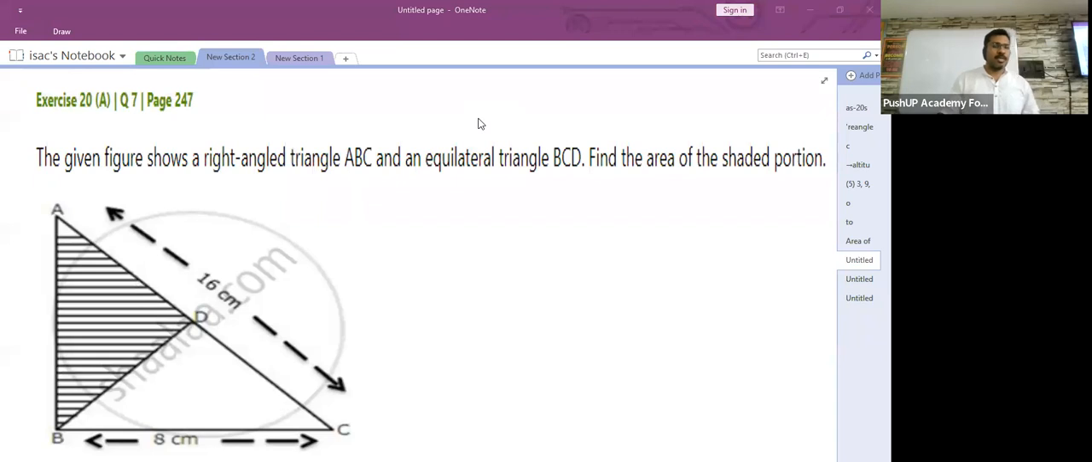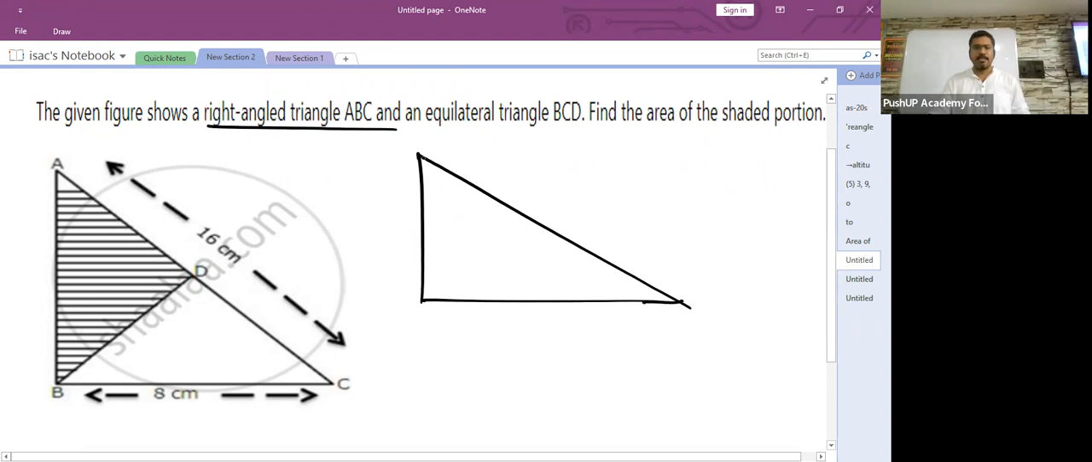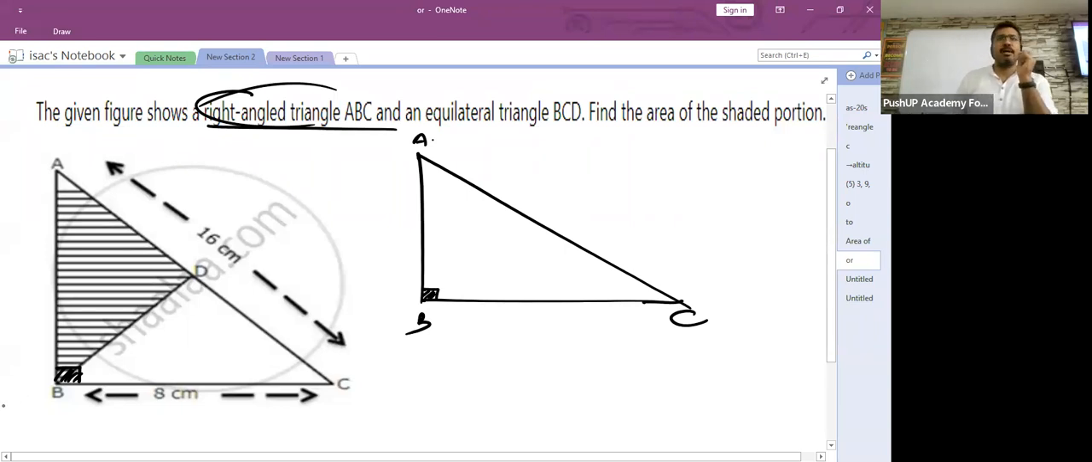The given figure shows a right angle triangle ABC. They are talking about the big triangle, children. See, I am going to draw the very same figure once again. This is the big right angle triangle ABC, where angle B is equal to how much? 90 degrees. Even though they haven't labeled 90 degrees here, you should understand it's a right angle triangle. See, it's given to you. If it is a right angle triangle, then angle B should be how much?